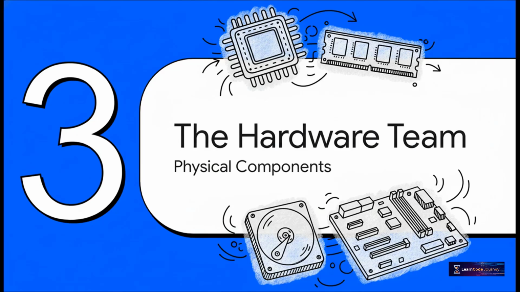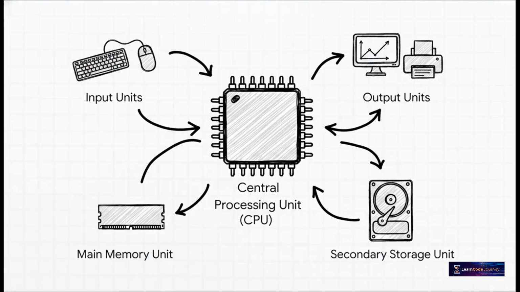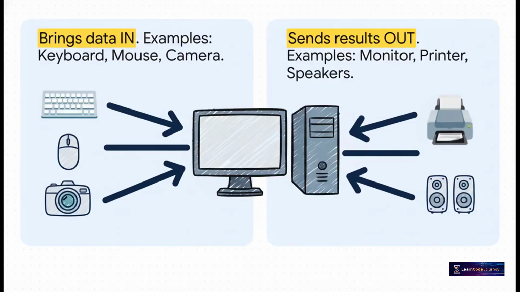Let's meet the physical team, the hardware components that are doing all the heavy lifting. It's really a team of 5 specialists: input, output, memory, storage, and the big boss, the CPU. They all have to work together in perfect harmony to get anything done. Each one has a critical job to do. It all starts and ends with communication. Input units are how we talk to the computer, with a keyboard, a mouse, or a camera. And the output units, that's how the computer talks back to us, by showing us things on a monitor, printing a page, or making sound through speakers.